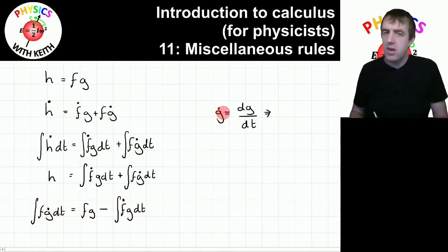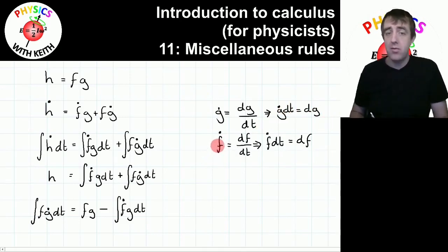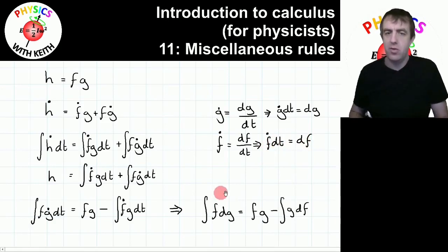So g dot, remember, was dg by dt. Well, g dot dt, the dt's will cancel, leaving just dg. And you can do the same thing with f dot dt. f dot dt is df by dt multiplied by dt. The dt's cancel, leaving just df. I'm sure that's very interesting, but as a physicist, it's this term on the left that's far more useful.